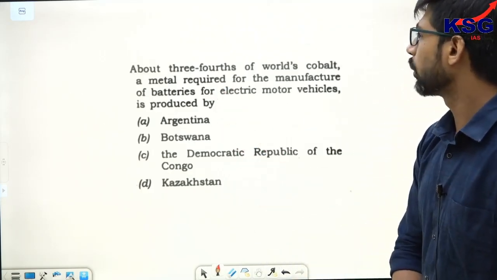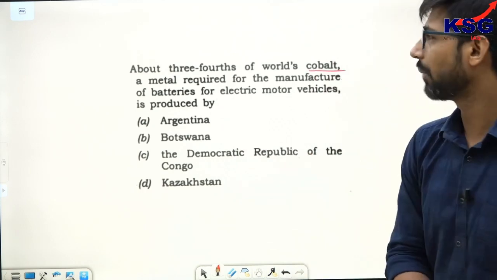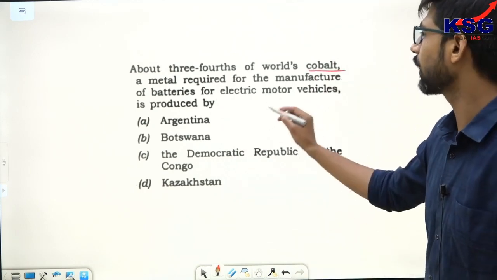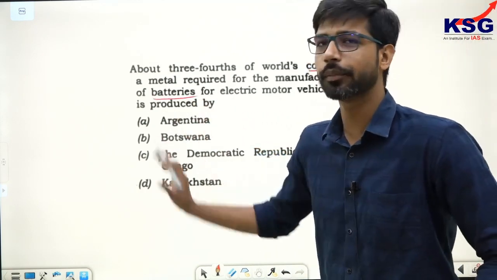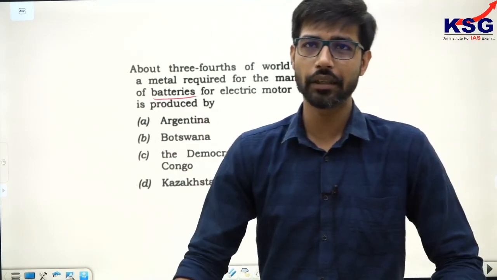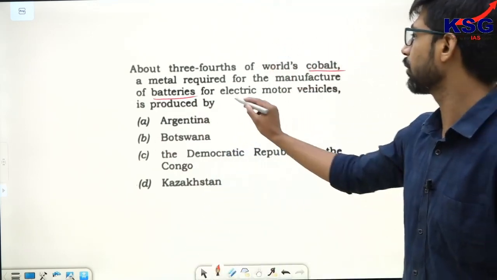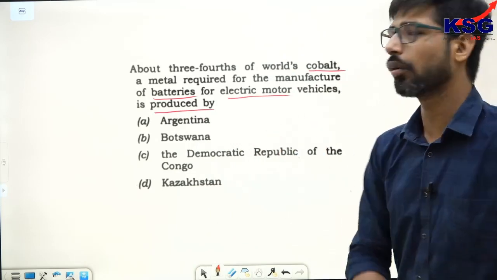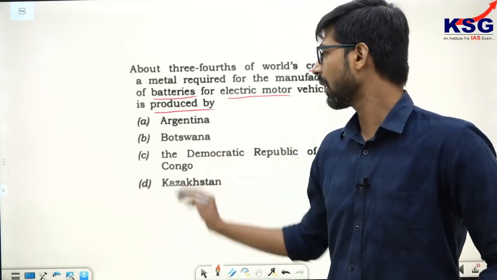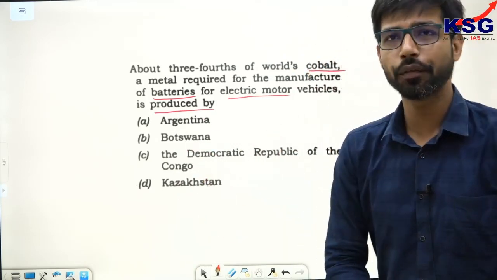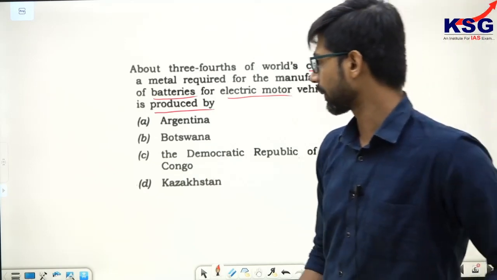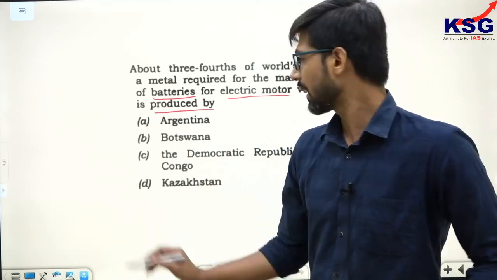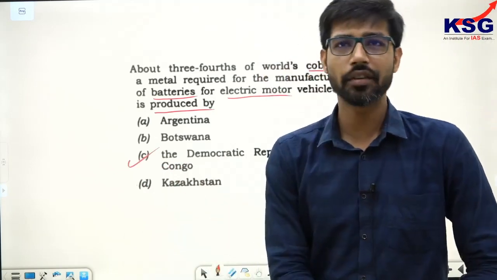About 3/4 of the world's cobalt, another important metal which is required for the manufacture of batteries. This is in news because lithium-ion batteries are very much in news these days. And this is used for electric motors, is produced by which country? Options are Argentina, Botswana, Democratic Republic of Congo, last but not the least, Kazakhstan. The correct answer to this question is DRC, a country in Central Africa.